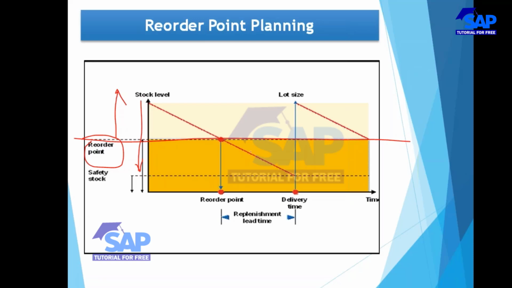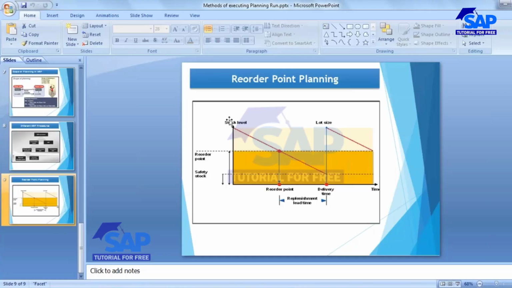Here it will not consider the requirement from the header material. It only works on the stock level and the reorder point you define in the system. This reorder point planning is normally used for non-production materials like consumables and stationery, those which are not directly used in production. We'll see it in the system.